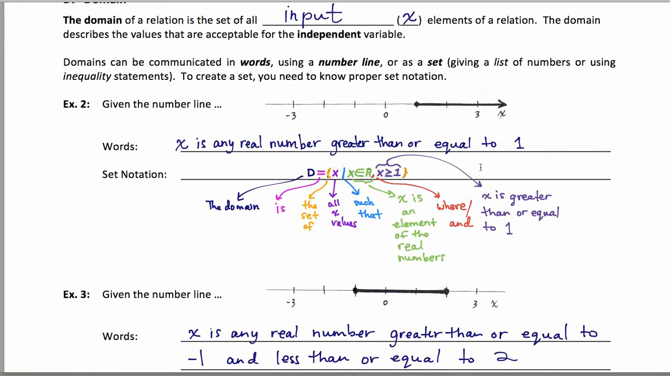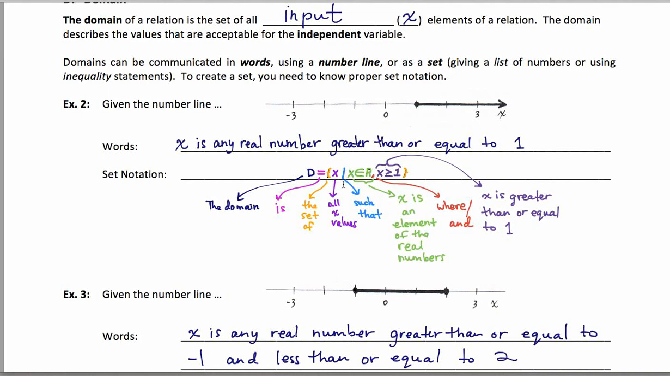Now, if we use set notation, we can actually say a lot more in a lot less space. So we can say capital D, which is the domain, is the set of all x values such that x is an element of the real numbers where x is greater than or equal to 1. Notice we can break it down into all these different parts. Capital D is your domain, is your equal sign. This little funny squiggly bracket is the set notation, so it's the set of, and then whatever's inside there is being described. We define the variable that we're working with, so the set of all x values.